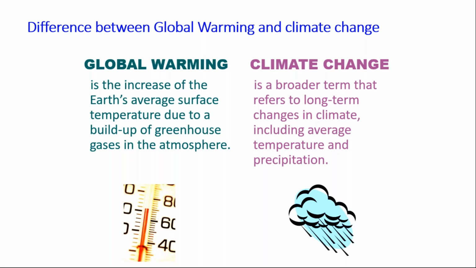It is a broader term that refers to long-term changes in the climate. So if you are thinking about the long-term changes in the climate, that after 5 years, after 10 years, after 50 years, after 100 years, what is going to change in the climate, then that phenomenon is climate change. The parameters mainly are temperature and precipitation.